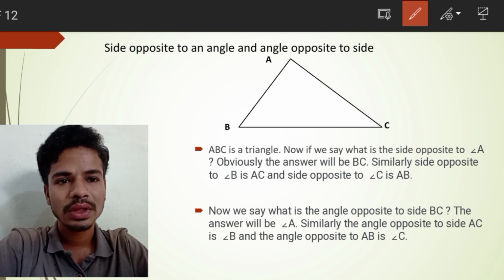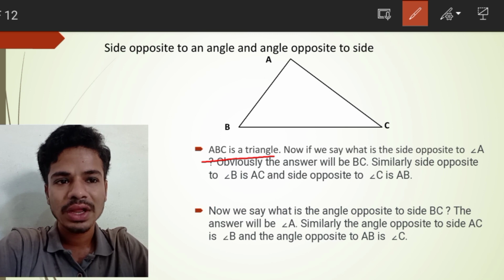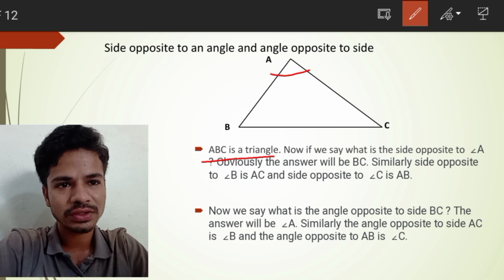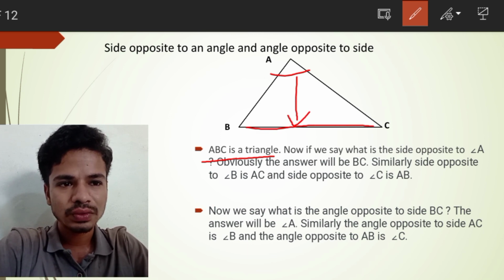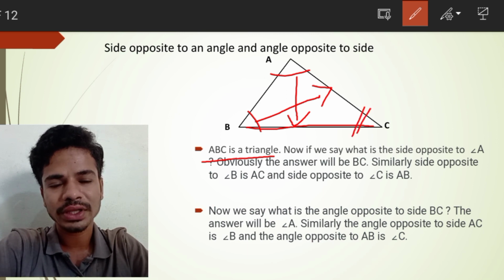So here in this triangle, ABC is a triangle. Now if we ask what is opposite to angle A, obviously the answer will be BC. This one is the angle A and this one is the side BC. Similarly, the side opposite to angle B is AC, and the side opposite to angle C is AB.